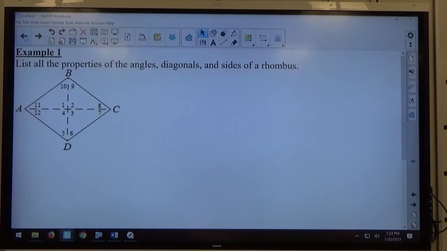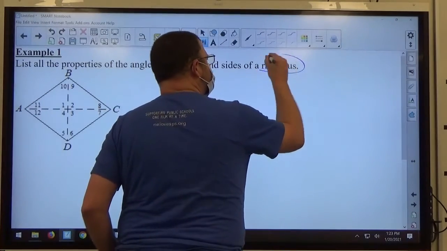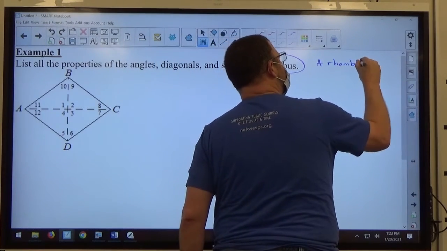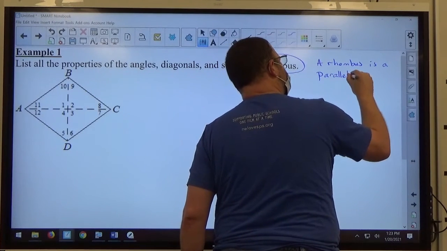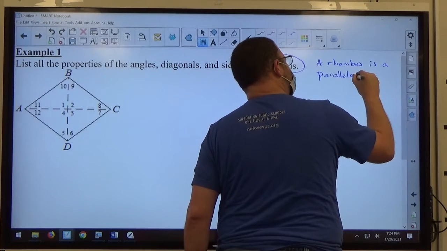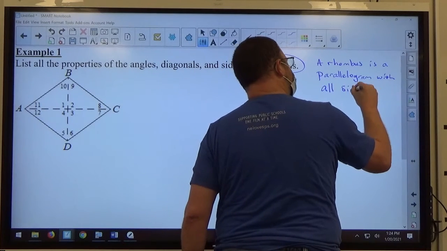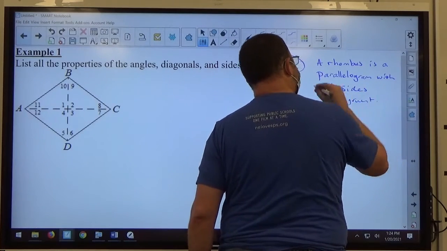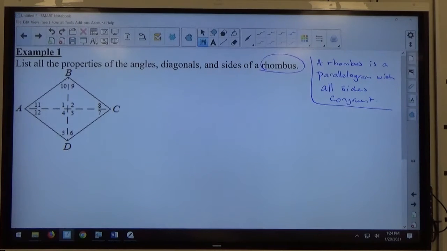Example 1. List all the properties of the angles, diagonals, and sides of a rhombus. So, starting off with the word rhombus, the definition of a rhombus is a parallelogram with all sides congruent. That's the definition. So again, it's immediately a parallelogram, so immediately all the parallelogram properties come into play.